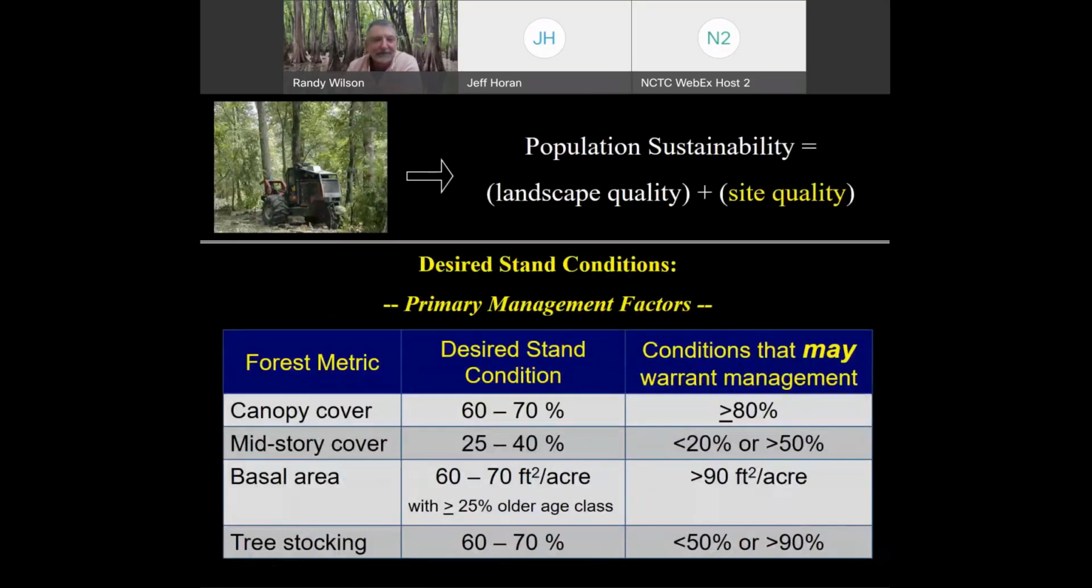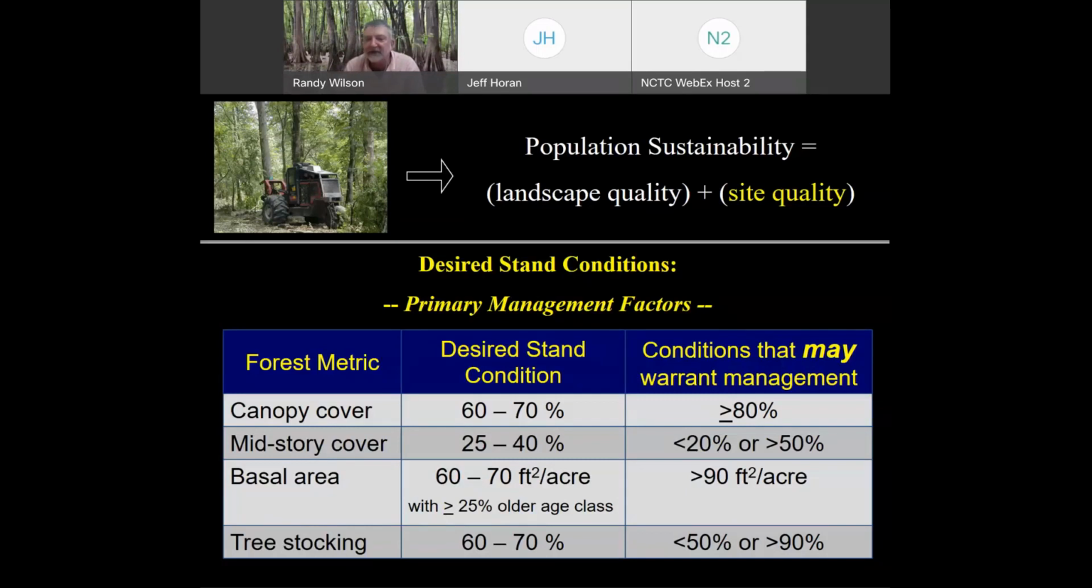So there's two tables. The primary management factors would be table 1: canopy cover, mid-story, basal area, tree stocking. These are things that foresters think about every day as they're writing and thinking about their prescriptions. And we presented it in 2 primary columns. There's the desired condition, and I'll just use canopy cover as an example: 60 to 70% canopy cover. But then conditions that may warrant management is greater than 80.